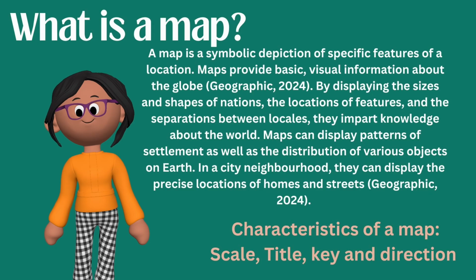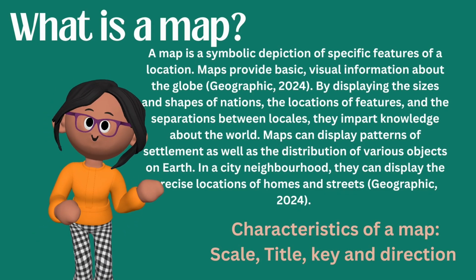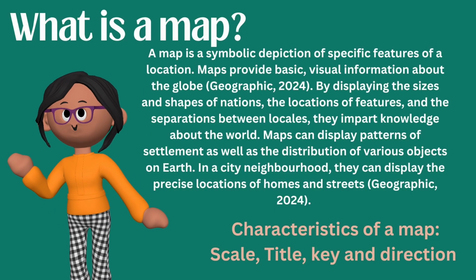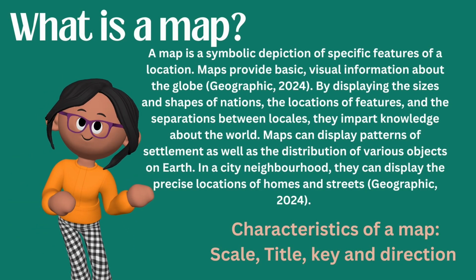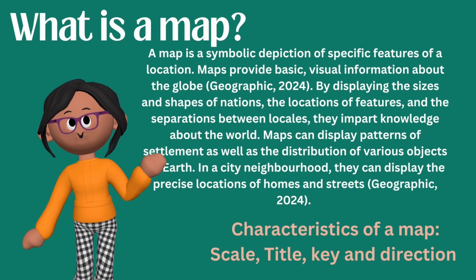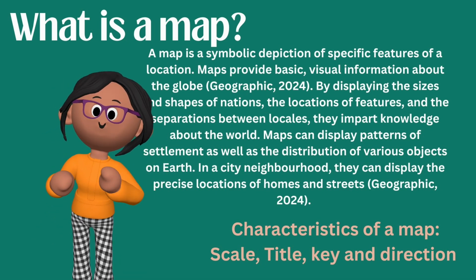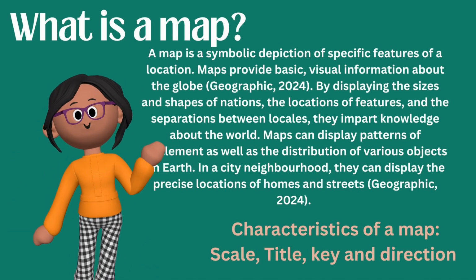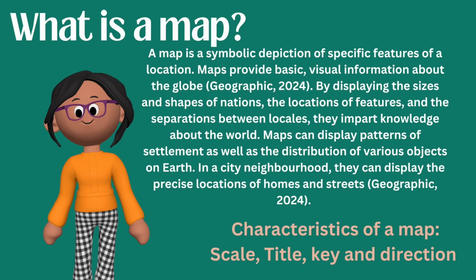What is a map? A map is a symbolic depiction of specific features of a location. Maps provide basic visual information about the globe. By displaying the sizes and shapes of nations, the locations of features, and the separations between locales, they impart knowledge about the world. Maps can display patterns of settlement as well as the distribution of various objects on Earth. In a city neighborhood, they can display the precise locations of homes and streets.